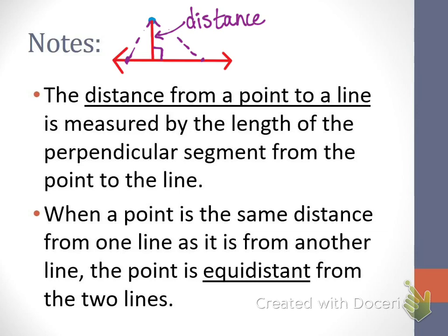When a point is the same distance from one line as it is from another line, the point is called equidistant from the two lines. So if it's the same distance from two different things, it is equidistant to them. Anybody need more time on this slide? Okay.